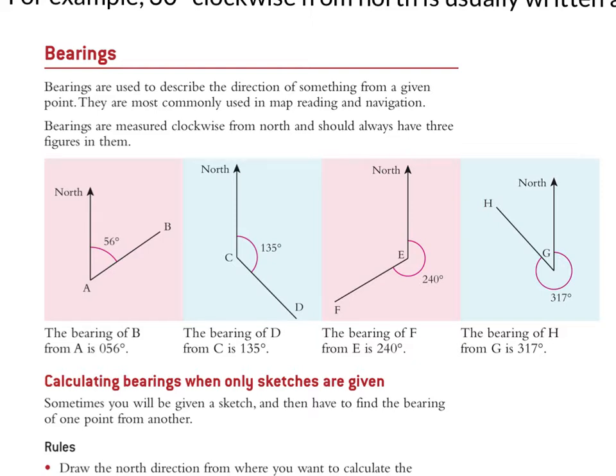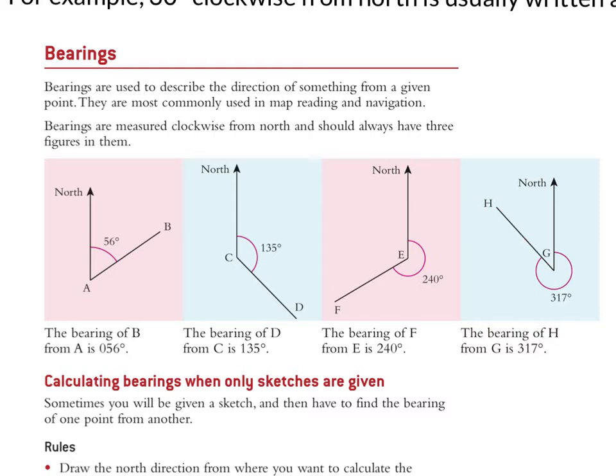And finally, the bearing of H from G. From G means we're starting at G. We're facing north. You'd have to turn 317 degrees to then face H. If your G could be Garva, you have to turn 317 degrees to then be facing H for Hillsborough. I was struggling to get an H there, Hillsborough.